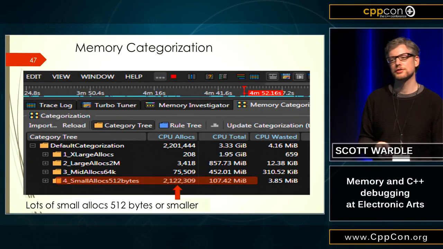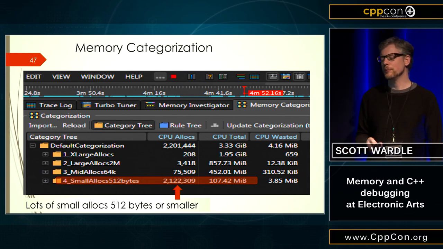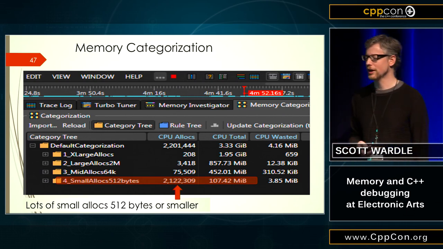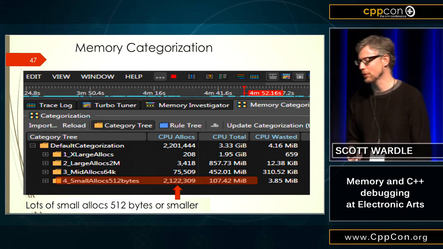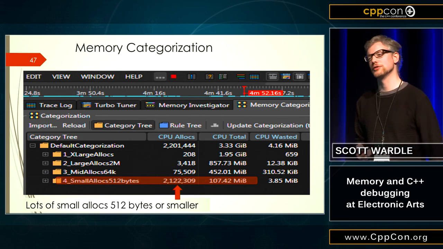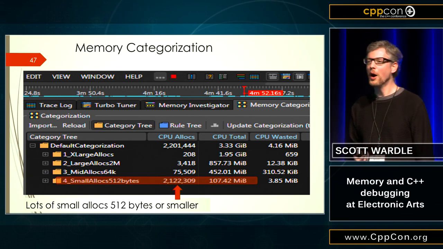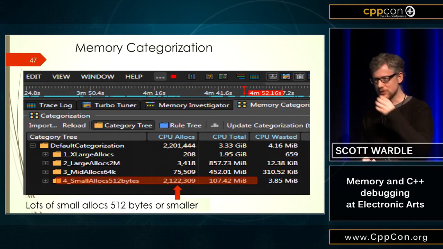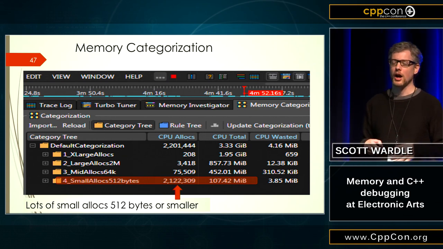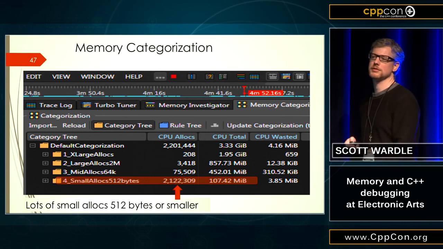I think this is kind of interesting because everybody kind of wonders what goes on in games, and really I think they're very similar to a lot of programs. I have 2.2 million allocations. 2.1 million are smaller than 512 bytes. So this means for my debugging systems, I'm really focused on this number here.